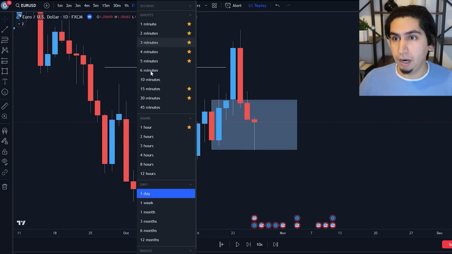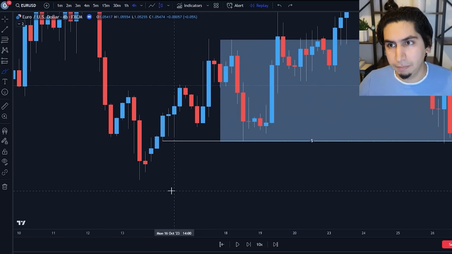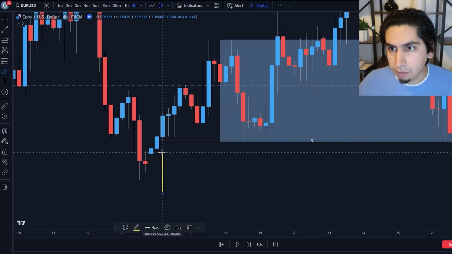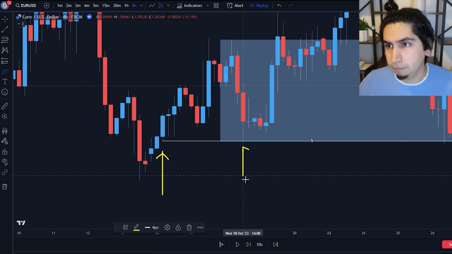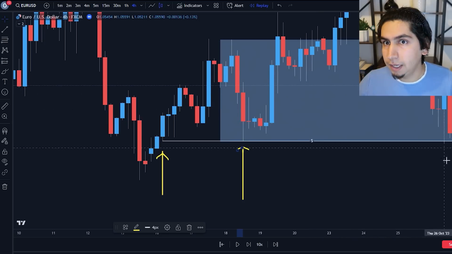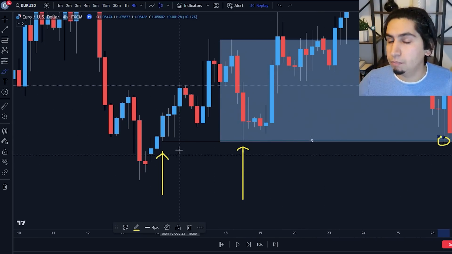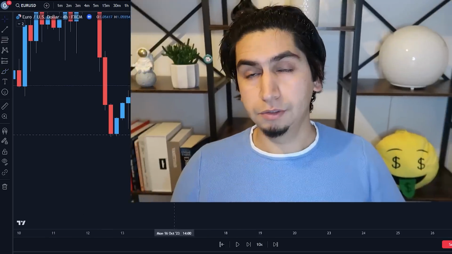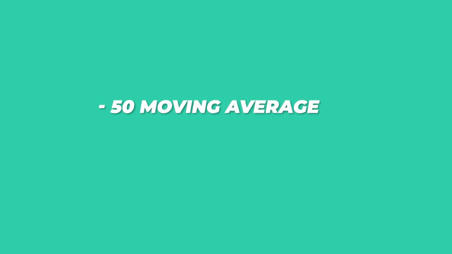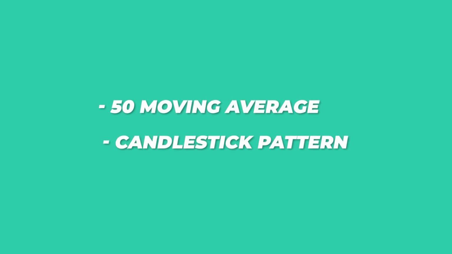Coming back to the 4 hours, where are the relative lows? Let me point out on the screen. So here is 1 and here is 2, okay? And as price came down here, this little tap was the grab of liquidity from these relative lows, okay? So now we are at the key level, and the liquidity grab has been done. What are the other two confirmations? The 50 moving average and the candlestick pattern.